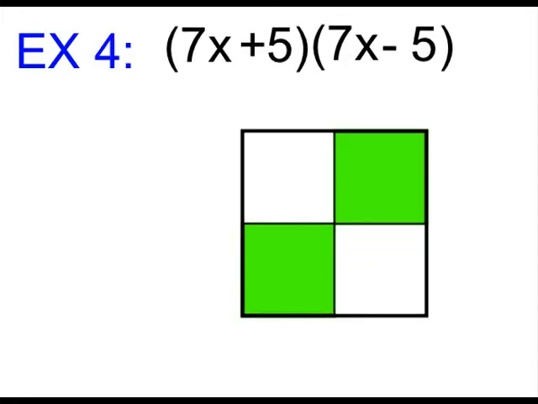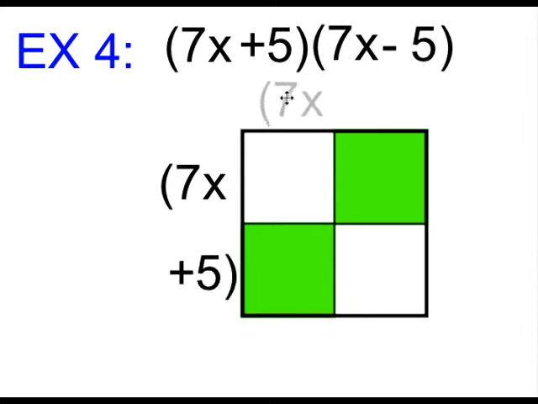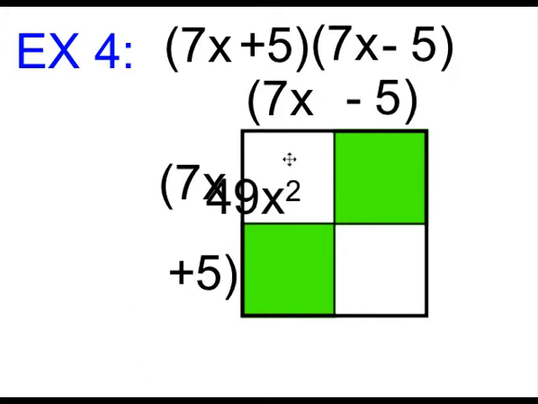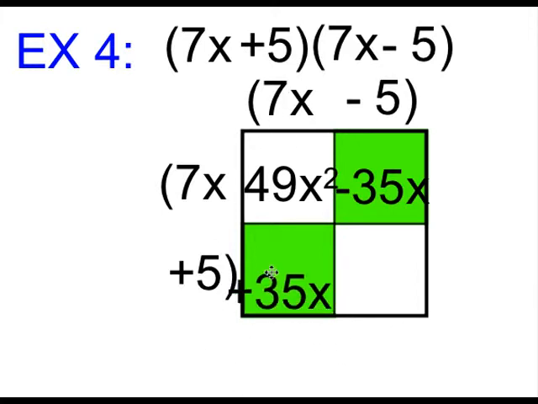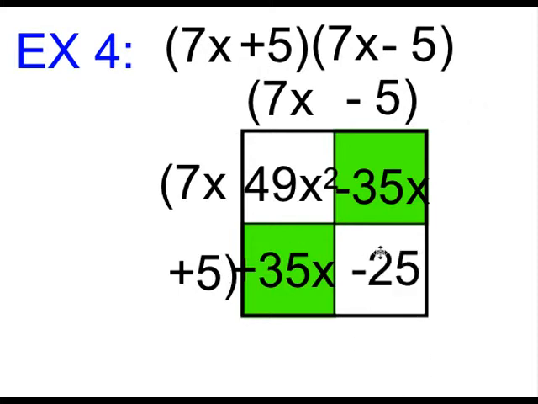Let's try one more. The last one is the difference of what we call perfect squares, because if you look, we're going to get something that will happen, which is kind of cool. We have 7x plus 5 and 7x minus 5. 7x times 7x is 49x squared. 7x times negative 5 is negative 35x. 7x times positive 5 is positive 35x. And 5 times negative 5 is negative 25.